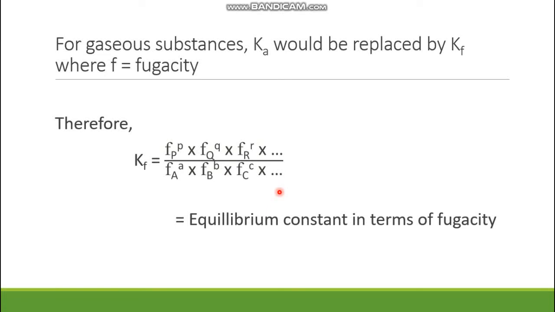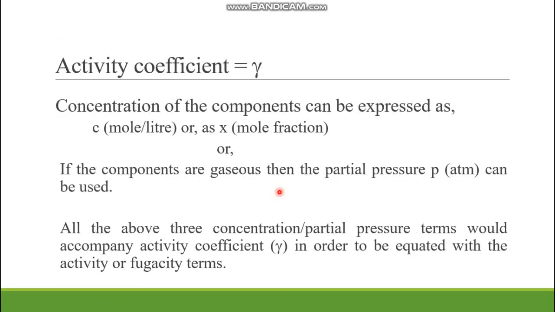Okay, so we have got two expressions, Ka and Kf. Now these are for real solutions and real gases. So when the concentration is multiplied by activity coefficient, then the activity terms are obtained. Or when pressure is multiplied by activity coefficient gamma, then fugacity is obtained. Okay, so we have to take into account the term activity coefficient gamma into those expressions of Ka and Kf.